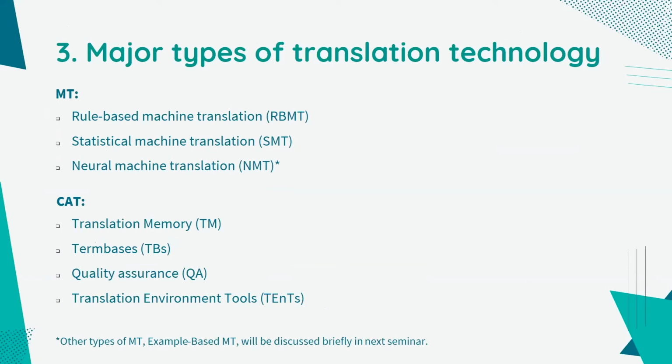So in today's seminar, we're going to introduce three major types of machine translation: rule-based machine translation, statistical machine translation, and neural machine translation. Another type of machine translation, example-based machine translation, will be discussed further in the next seminar. As for CAT tools, we will introduce briefly its components: translation memory, term base, quality assurance, and its environment, translation environment tools.